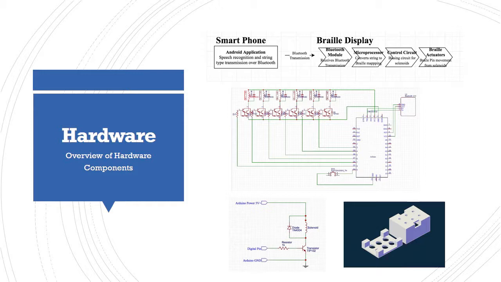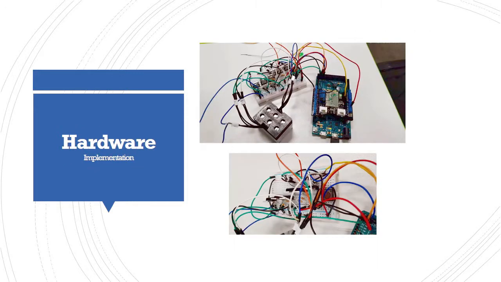A button was connected so the device user can interrupt the message being transmitted. When the button interrupt is triggered, it will clear the current message being displayed and clear the Bluetooth buffer on the DUE. A 3D case was designed on AutoCAD to keep the solenoids in place and generate a coherent Braille pattern. The circuitry and Braille actuating circuits are shown on the screen.